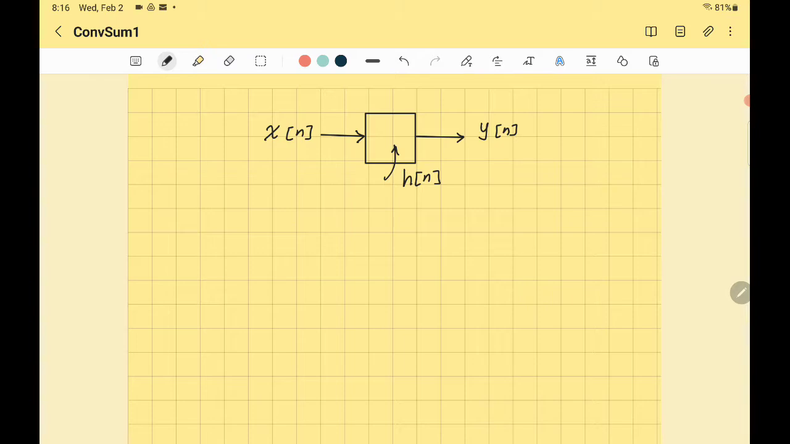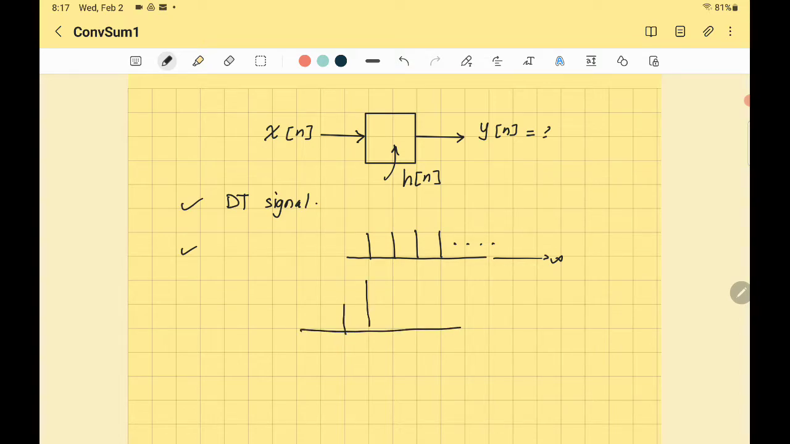To solve this problem, to find the output for the input, the first thing you're supposed to ask is what is the type of the signal? It's a discrete time signal. The second question: is it finite or infinite domain? What does it mean? If you have a signal like that and continue till infinity, it's infinite domain. If you have a signal like that and then zeros to the right, zeros to the left, that's the finite domain.